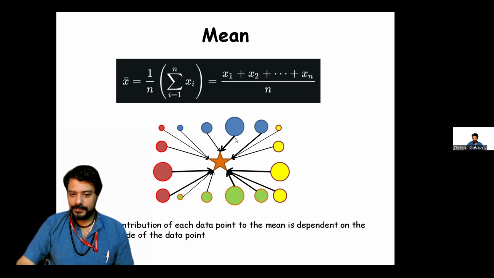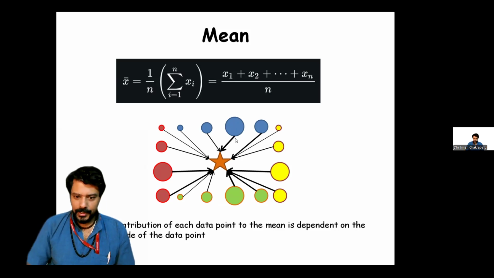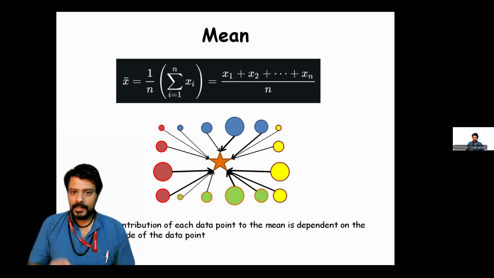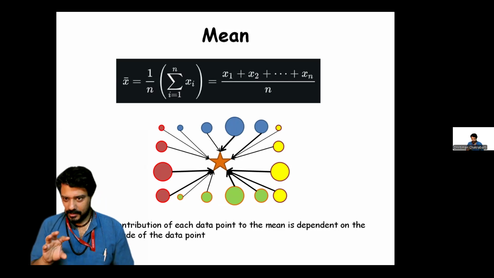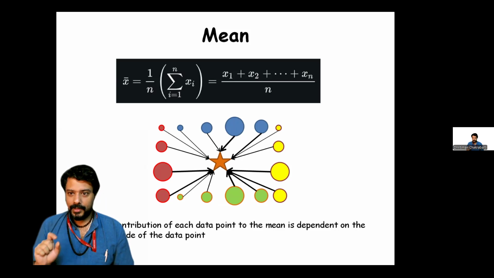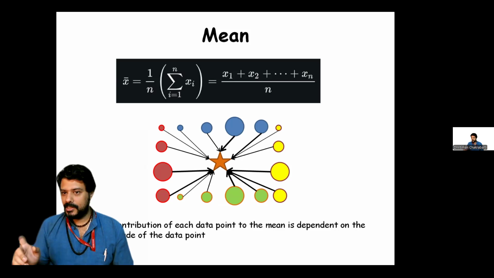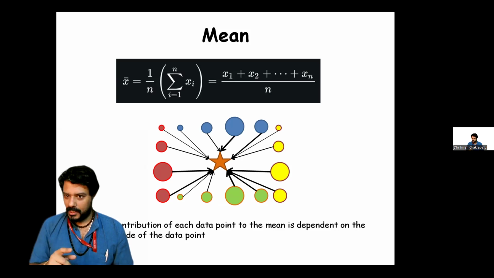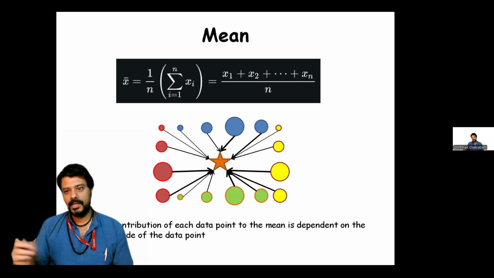That is why they have got thicker arrows. Okay, so in this pictographic representation, you will immediately understand that if you have got too small or too large values in your data series, then your mean gets pulled towards that, because the mean gets inordinately affected by outliers, whether they are too low or too high.